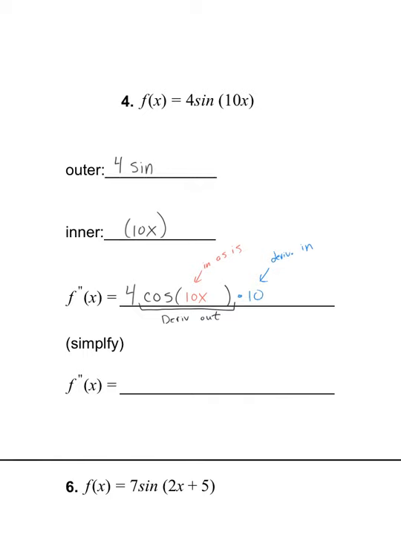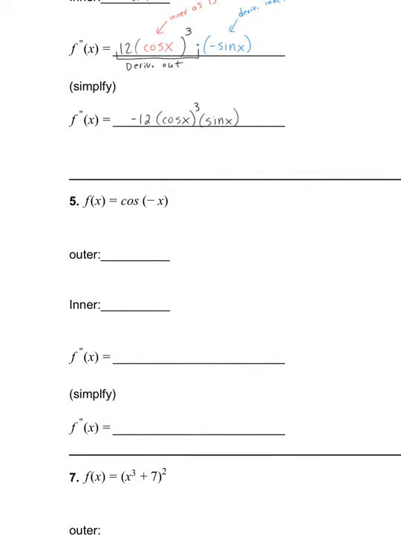Now, to simplify, you multiply the 4 and the 10, and you put 40 out front. So we have 40 times the cosine of 10x. And that's as far as you need to go.